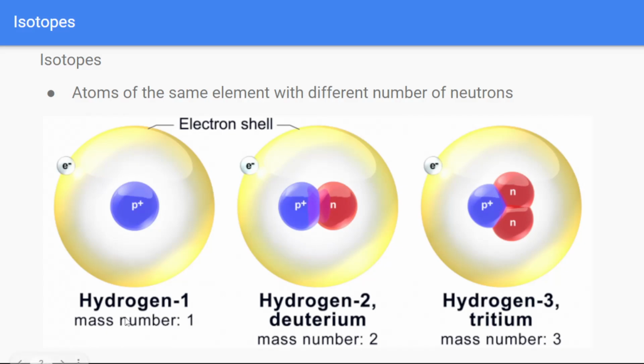The mass number of each is based off of the number of particles in the nucleus. One particle, two particles, three particles. We call that the mass number. So since the mass number is 1 for this first isotope, we call it hydrogen 1. And the second isotope, the mass number is 2, so we call that hydrogen 2. And then the third has a mass number of 3, so we call that hydrogen 3.